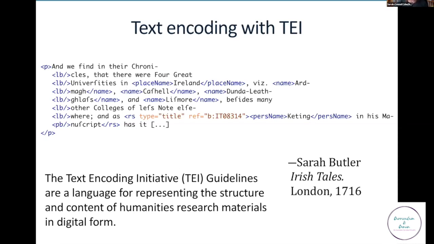And then we can use another attribute, ref, not just to say that this is a title, but even to point to the entry for Keating's history in a bibliography. That way, if we wanted to find all of the references to this specific text, we could do so, even if they were inconsistently spelled, which is very common, or indirectly referenced. So that's pretty much what you do when you encode.